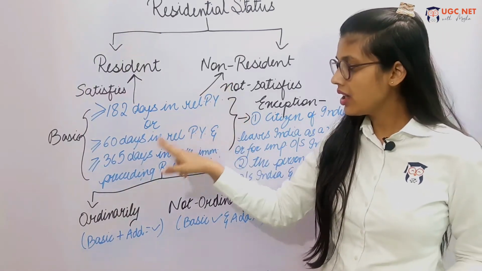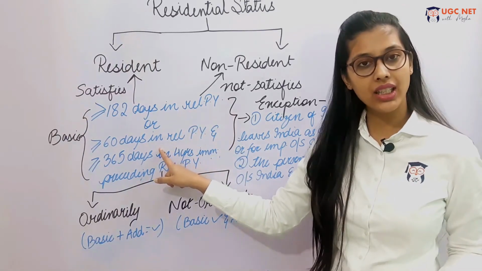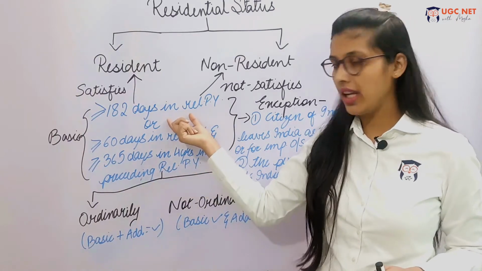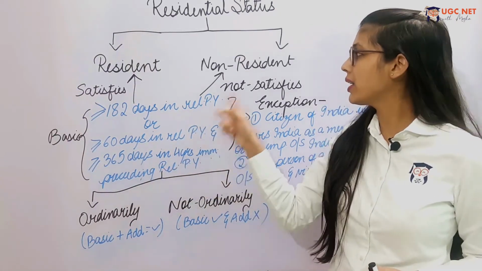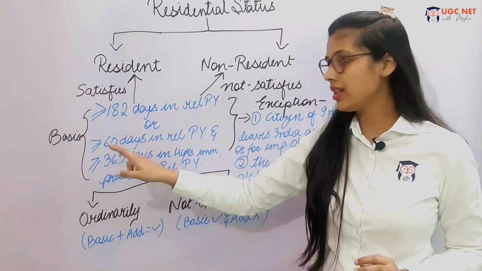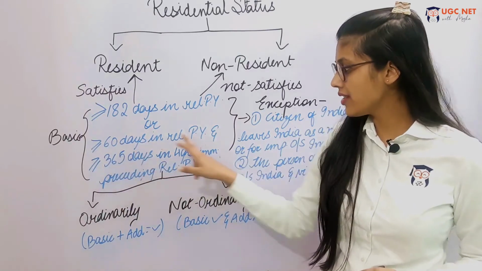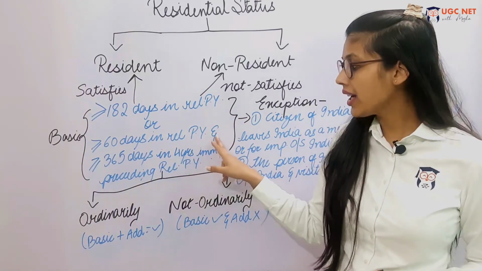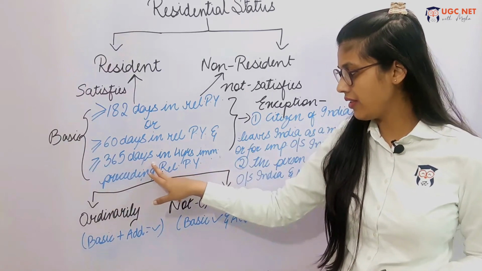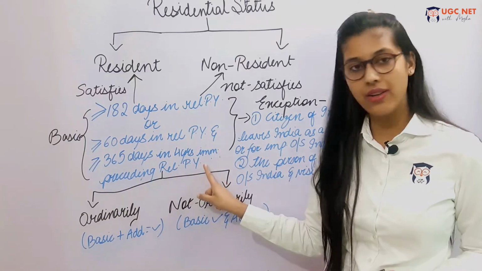otherwise non-resident. If this condition does not satisfy, you will also check for the second condition, and if none of them is satisfied, that is neither A nor B is satisfied, then he would be considered as non-resident. So what does the second condition state? It states that he should have stayed in India for more than or equal to 60 days in the relevant previous year, and along with that he should have stayed in India for more than or equal to 365 days in 4 years immediately preceding the relevant previous year.